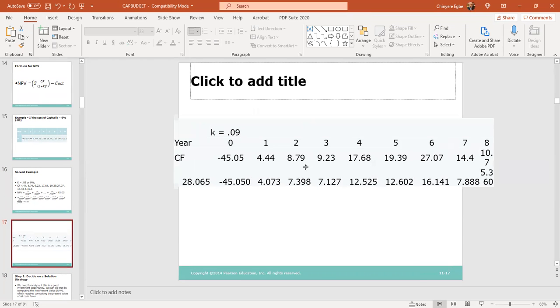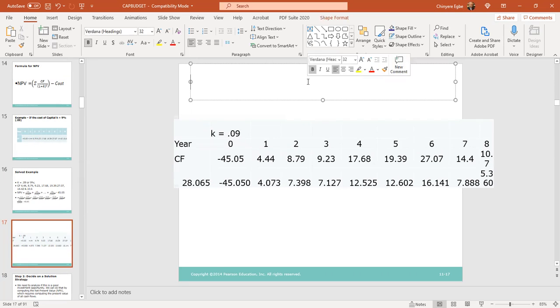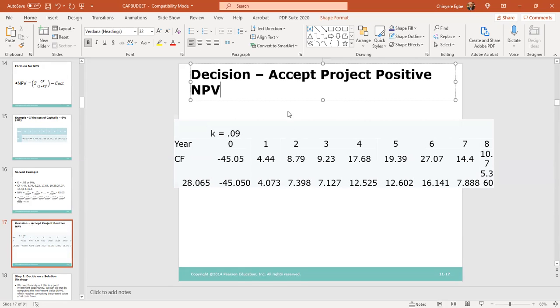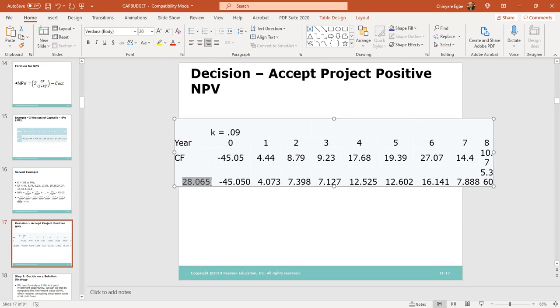All right, so now we have a simple problem. Our decision here is to accept. You accept the project because it has a positive NPV, and this is the NPV here. NPV is 28.065. So we'll take the project.